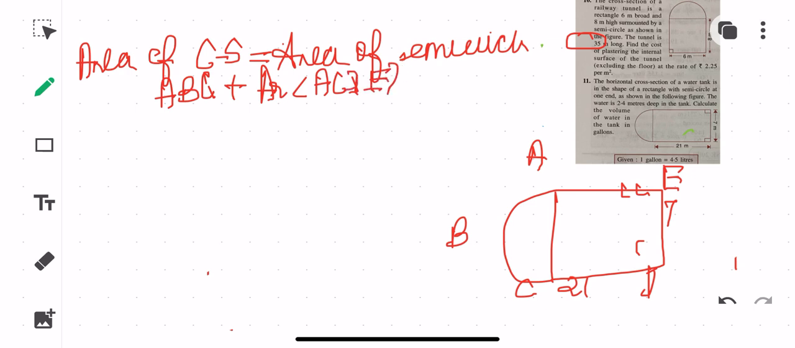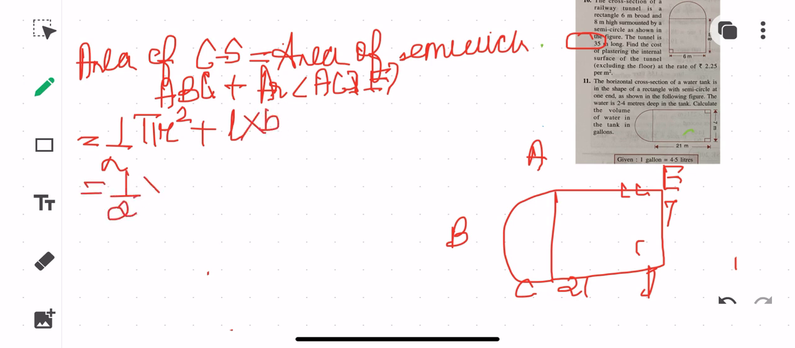Okay, so how will you find out the area of semicircle, children? Area of semicircle will be given by half into pi r square, because that is the formula, and for this it will be given by length into breadth. So this in turn is equal to half into 22 upon 7 into r square. So how much is r? We have calculated, children, 7 upon 2 into 7 upon 2, plus L into B.